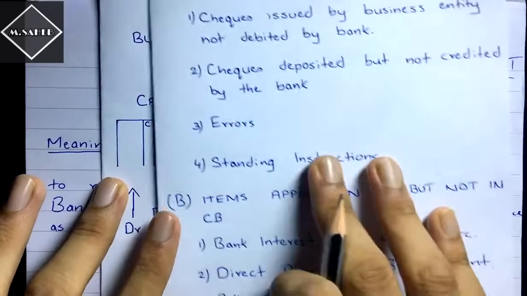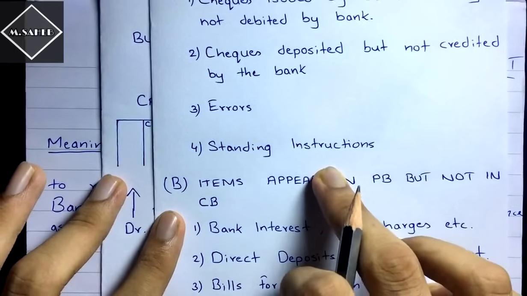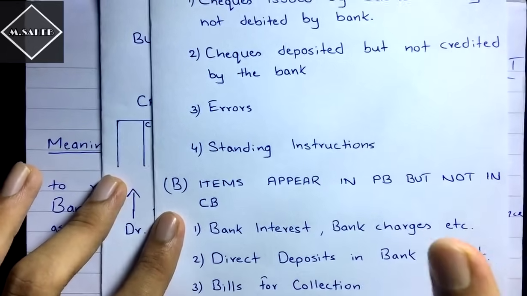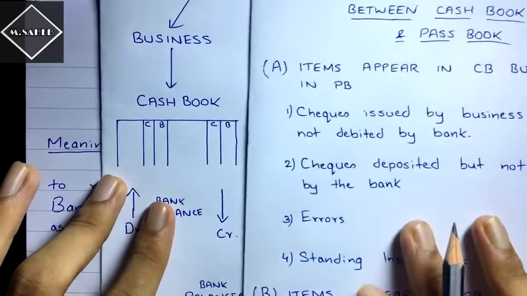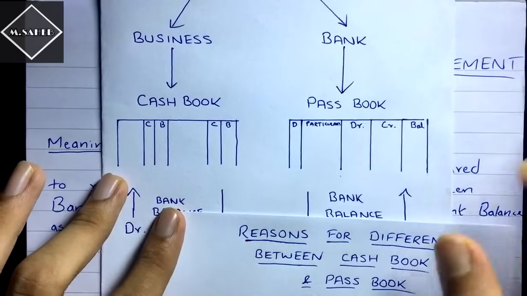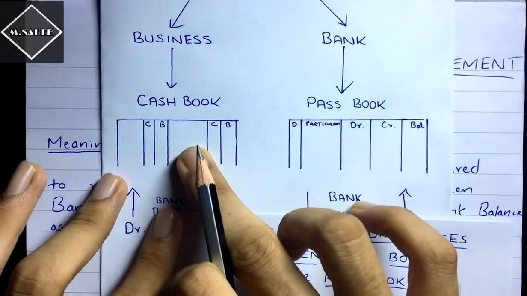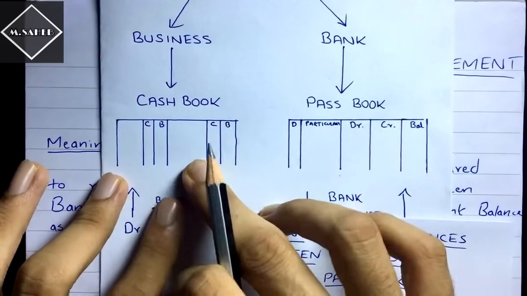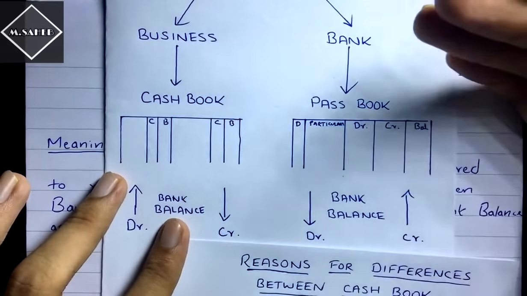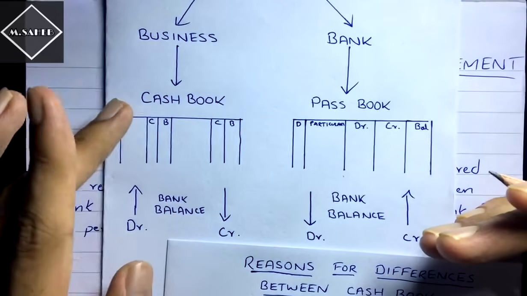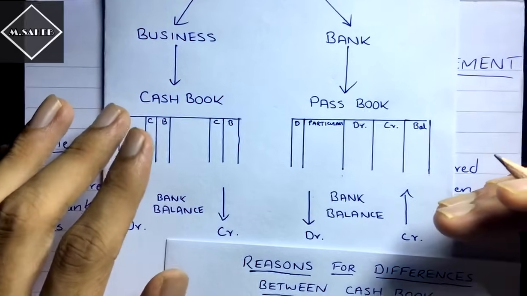Then standing instruction. What is a standing instruction? We can give instruction to the bank that on a certain date, please make a charity payment to a certain NGO. Those instructions will be immediately recorded in the passbook when the payment is made, but it will not be recorded in the cash book, because the accountant might not remember when that payment was supposed to be made. The bank balance will be decreased in the passbook, but the cash book will remain the same. This is how there will be differences.